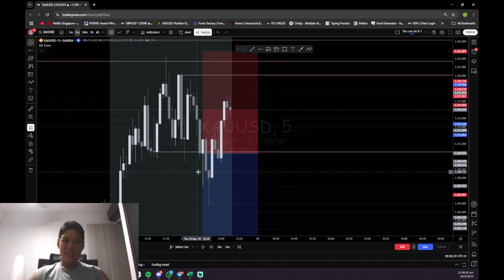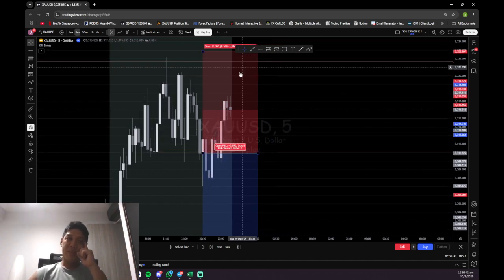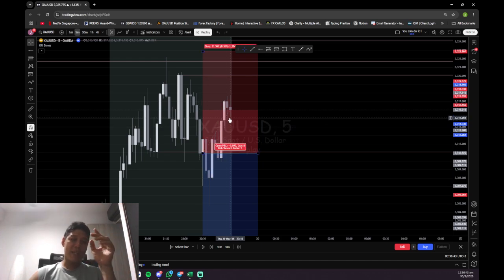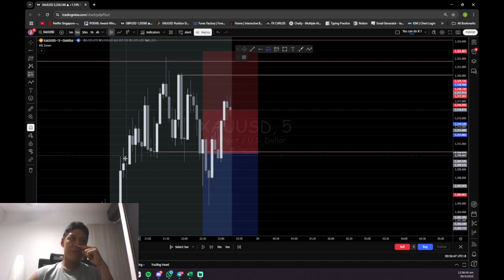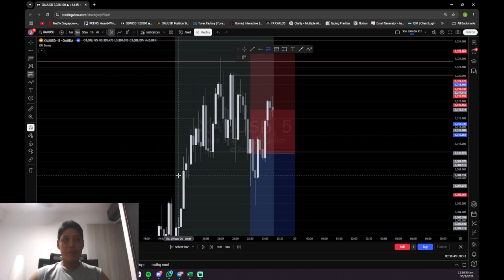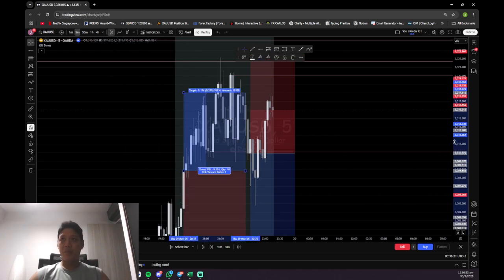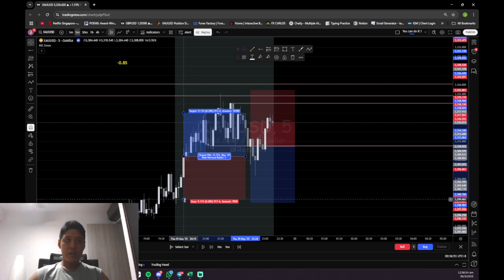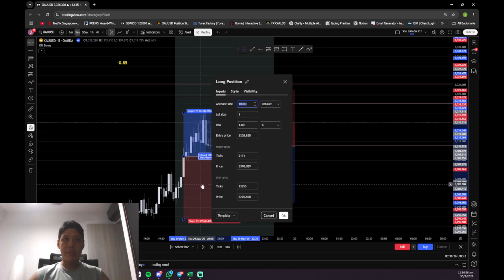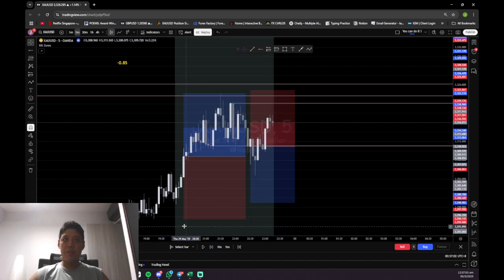And then, if you think about it, just now earlier, the setup that I'm supposed to be taking is actually long. I'm supposed to go up. By right, let me see here. I missed this setup, correct? Yeah, this was the setup that I missed. But of course, it actually hit break even. I move it to break even.